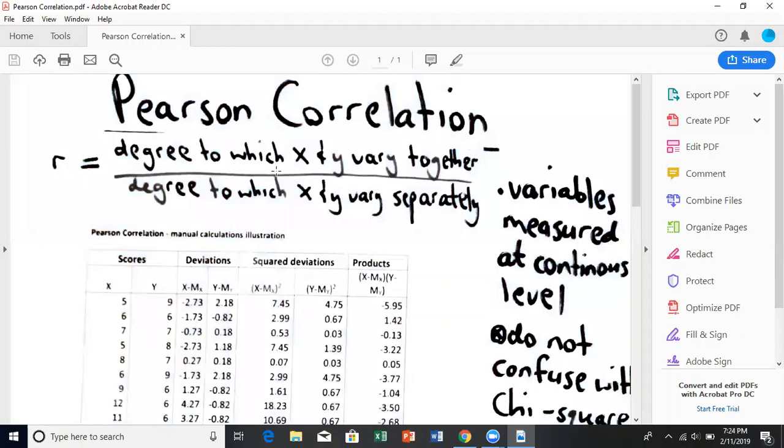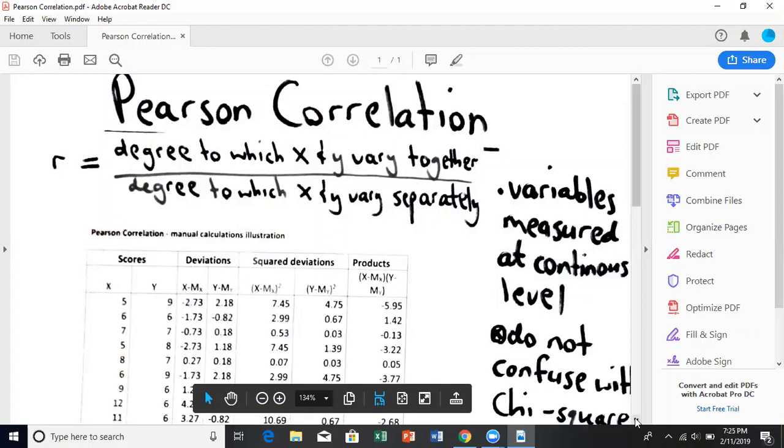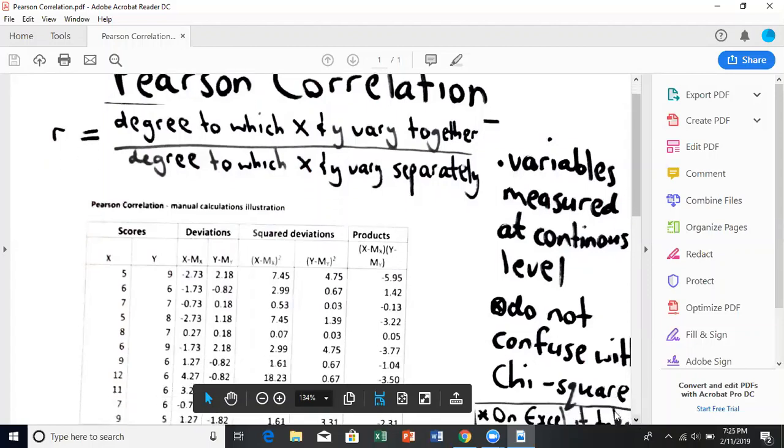So the r, the correlation coefficient, the equation is the degree to which X and Y vary together, over, in the denominator, the degree to which X and Y vary separately. If you don't know the denominator, you can go and read somewhere else. Most statistics use variance a lot, even the t-test and the F ratio, so you must know what variance is.